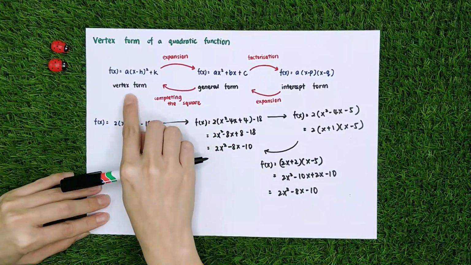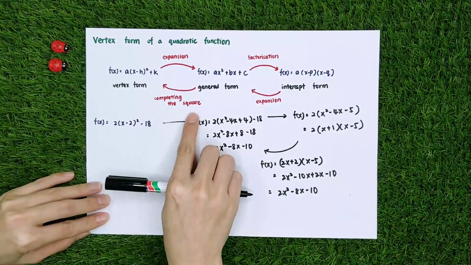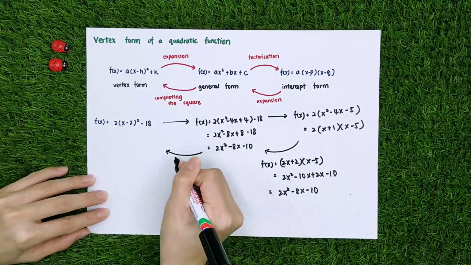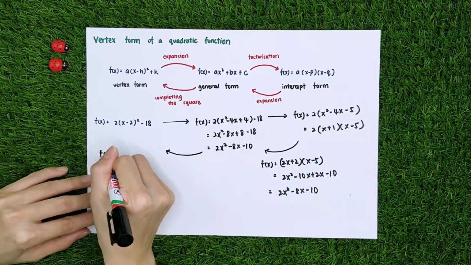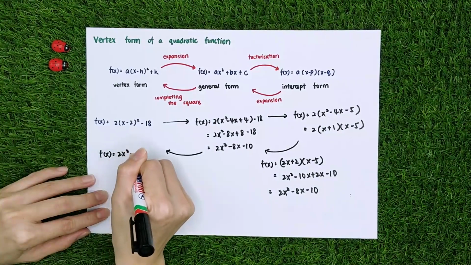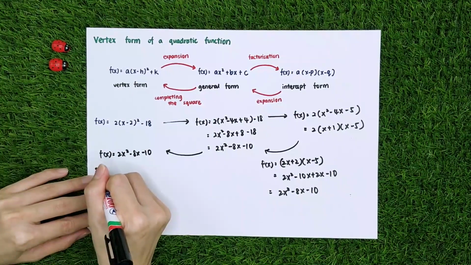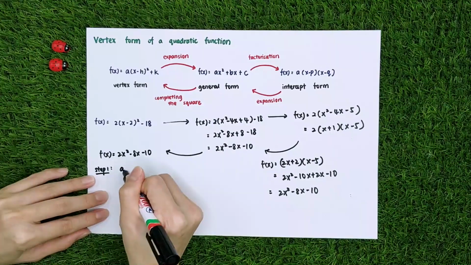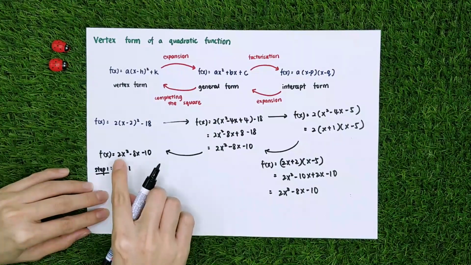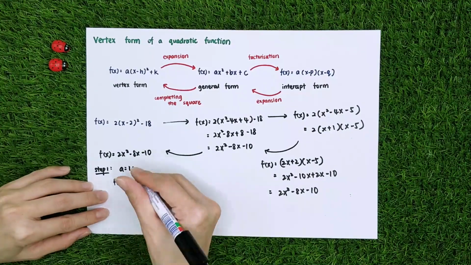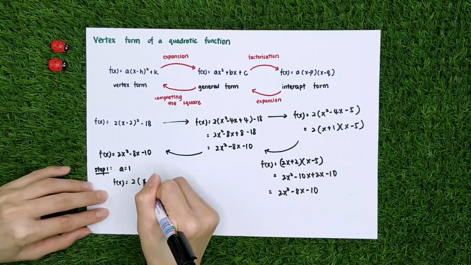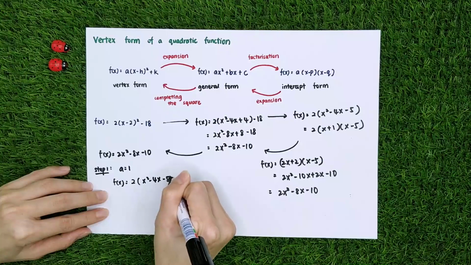Okay, so the last part is to share with you how I can change the general form to the vertex form by using completing the square. Okay, so now I want to find the vertex form from this general form. So f(x) is equal to 2x squared minus 8x minus 10. The first step, I want to make sure my coefficient a is equal to 1. So I will divide the whole equation by 2. So I will take the 2 out. That means 2 times (x squared minus 4x minus 5).